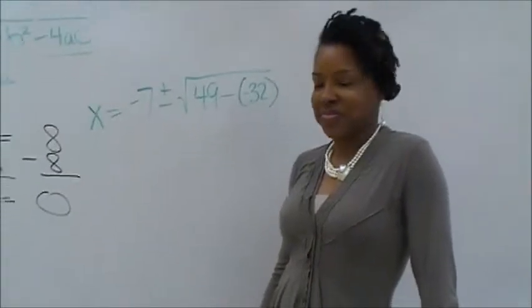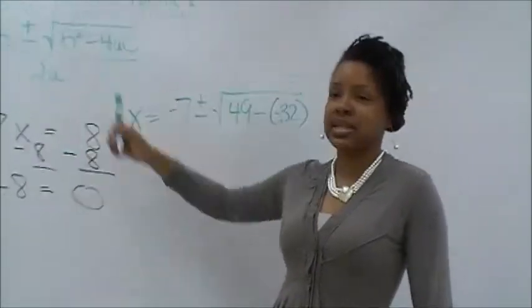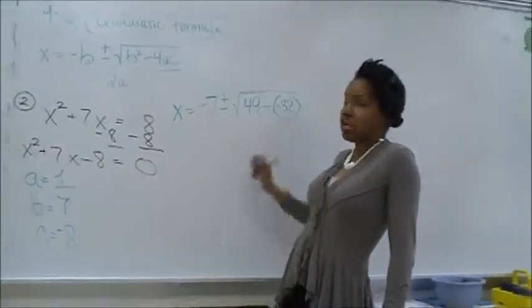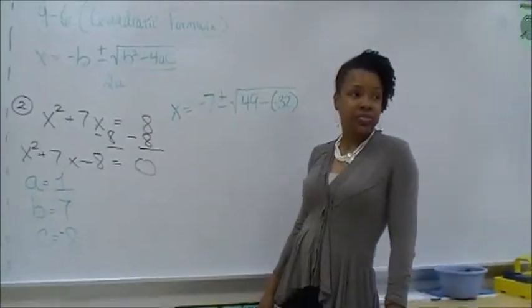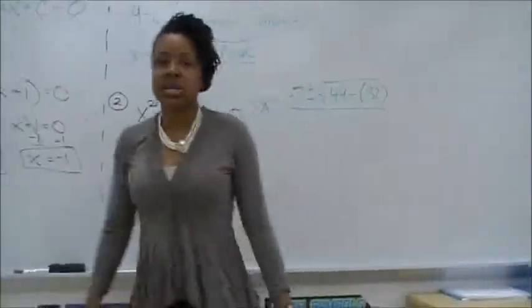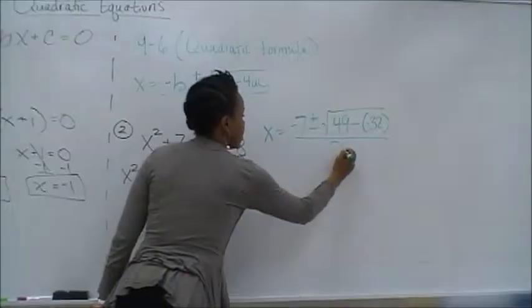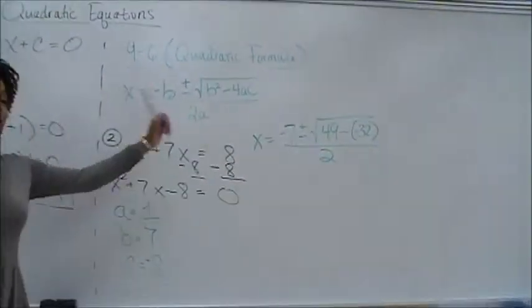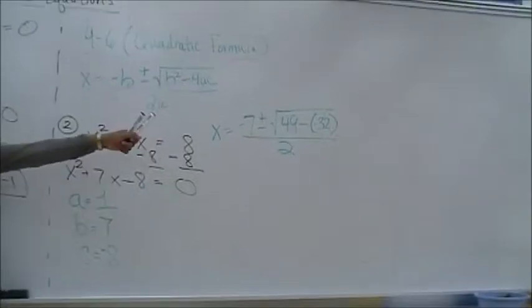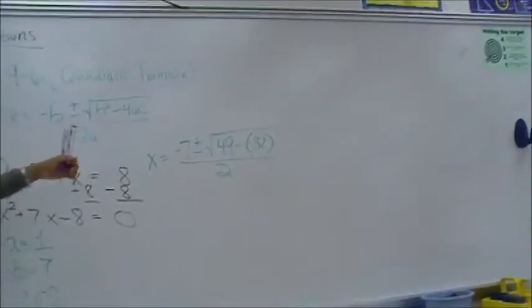Don't forget about the negative, and don't confuse it with the minus sign. They're separate. That's why I put it in parentheses. Make sense? All over 2A. What's 2A? 2 times A. 2, because A is 1. Very good. That is the hardest step. If you get that right, you're probably at a 70% chance of getting the question right.